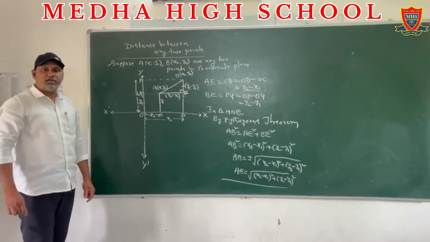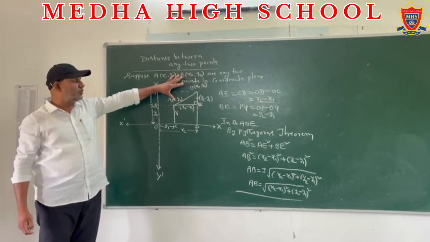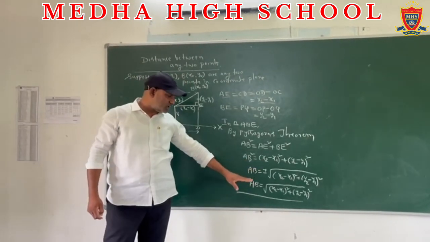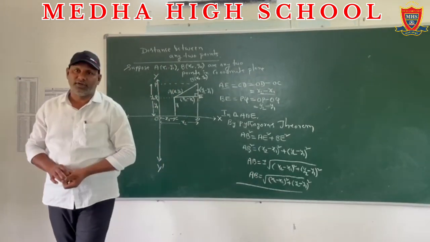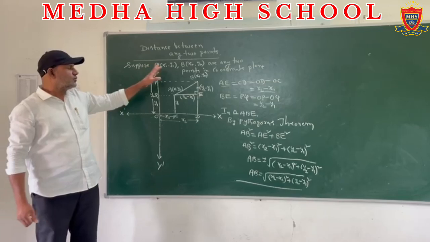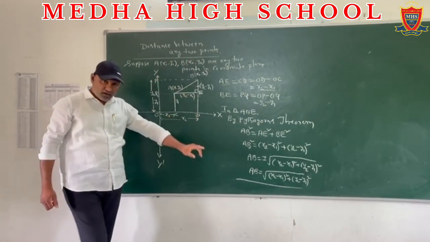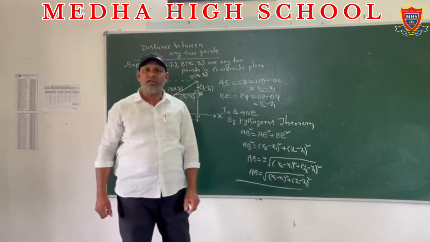So like this we can find the distance between any two points in the coordinate plane. Since distance cannot be negative, I took the positive value. The distance between two points A(x1, y1) and B(x2, y2) is under root of x2 minus x1 whole square plus y2 minus y1 whole square.